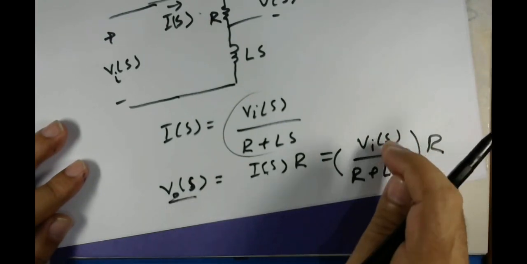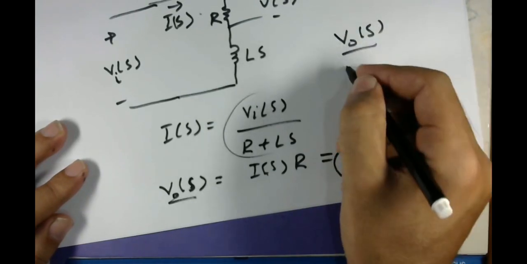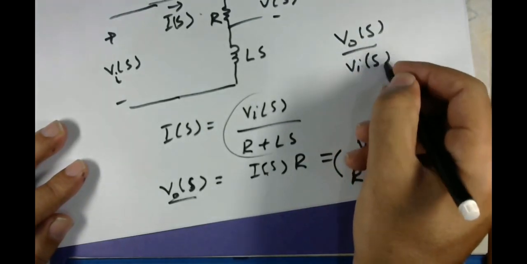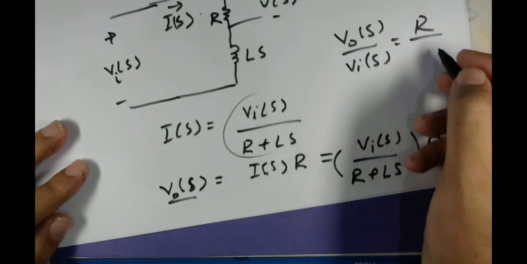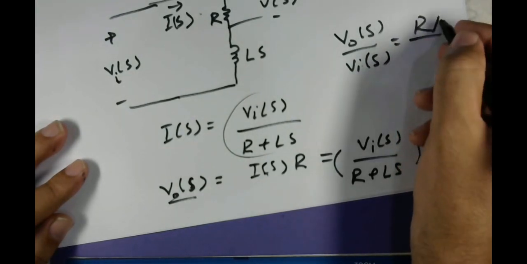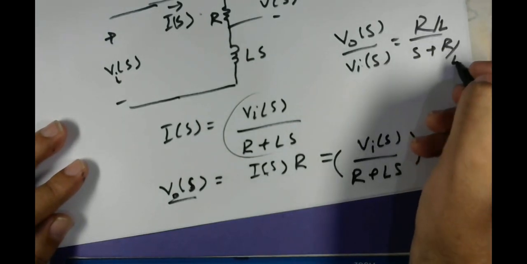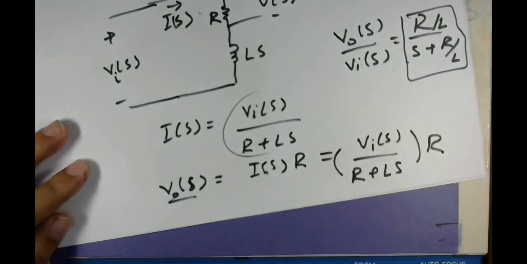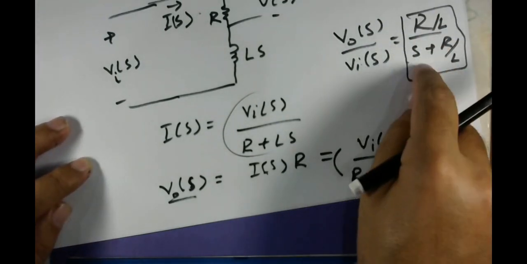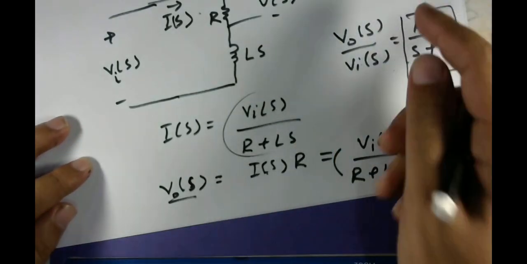So your output divided by this input, V out of S over Vin of S, is equal to R by L, I'll write it this way, over S plus R by L. This is your transfer function. This is what, multiplied with your input, gives you your desired output. So we call this the transfer function.